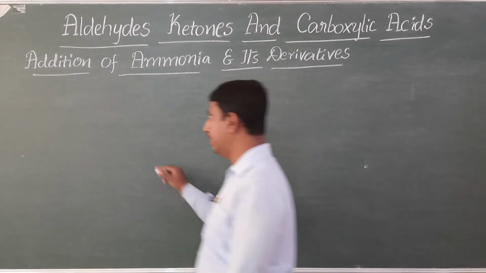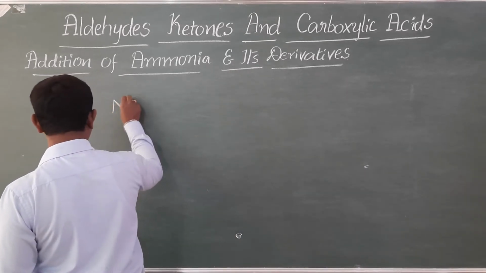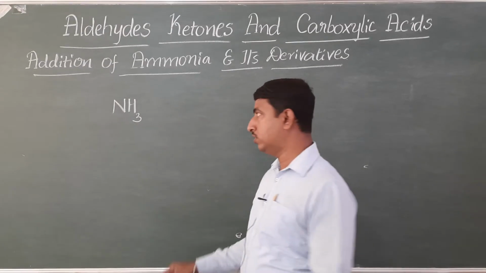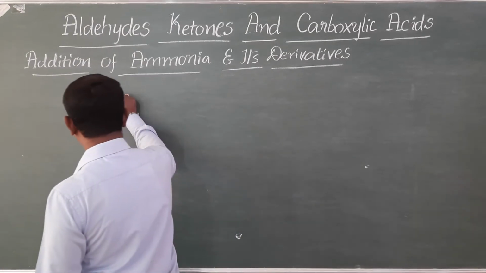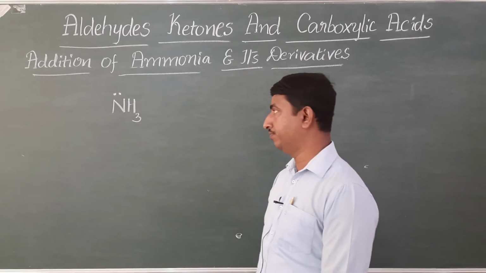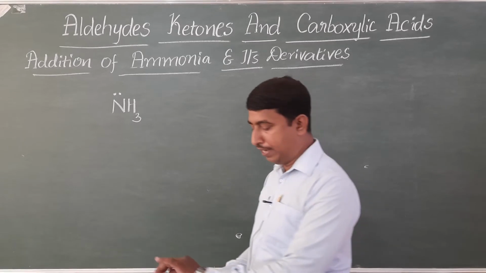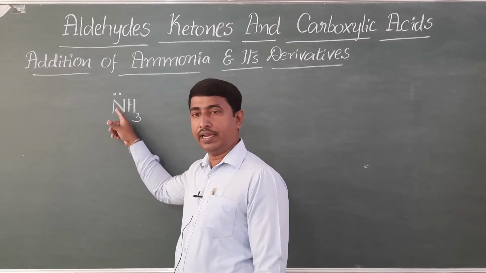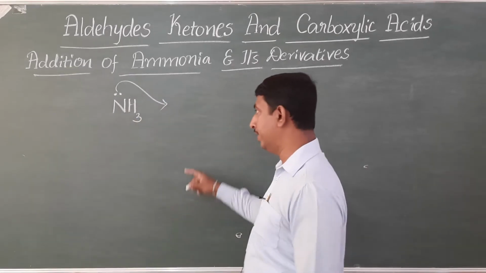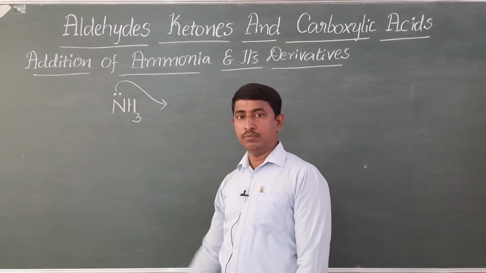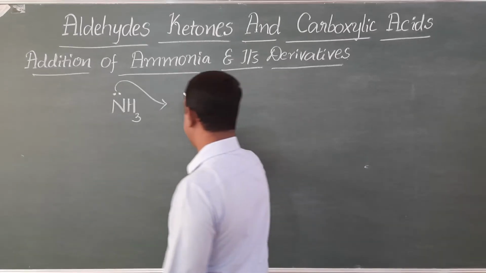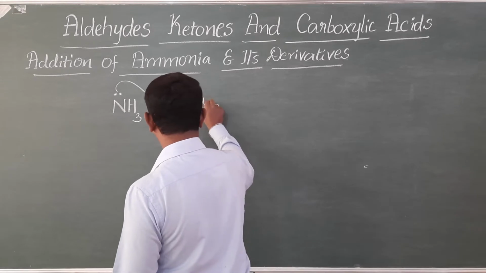The formula of ammonia is NH3. See, in NH3, nitrogen contains a lone pair of electrons, and this lone pair of electrons can be readily donated. So, since the nitrogen atom readily donates a pair of electrons, ammonia is considered to be a nucleophile.